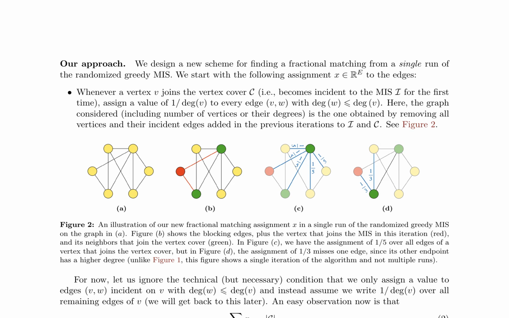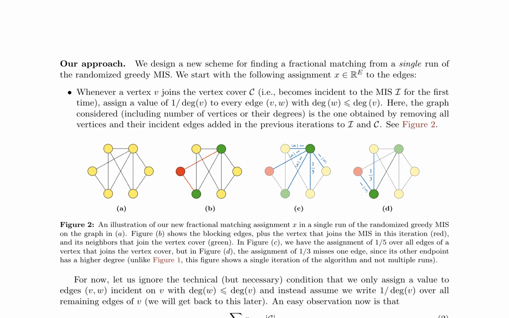The proposed approach involves designing a new scheme for finding a fractional matching from a single run of the randomized greedy MIS algorithm. This scheme assigns a value of 1/deg(v) to every edge (v, w), with deg(w) less than or equal to deg(v), whenever a vertex v joins the vertex cover C. The assignment is designed such that the total x value incident on any vertex is not much more than 1, allowing for a rescaling to obtain a fractional matching.